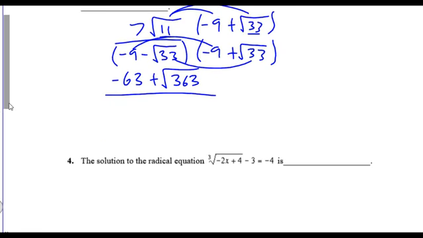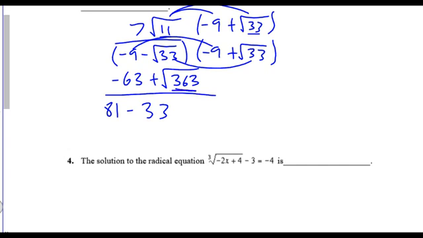So negative 9 times negative 9 is going to be positive 81. And then negative root 33 times positive root 33 is going to be negative, and then just 33. Just 33.